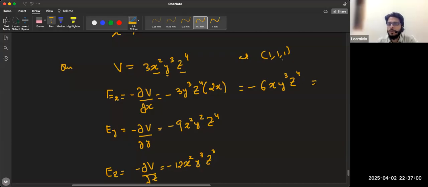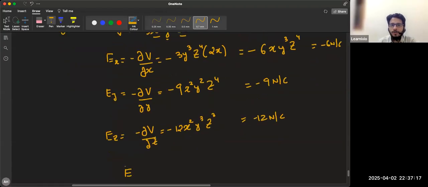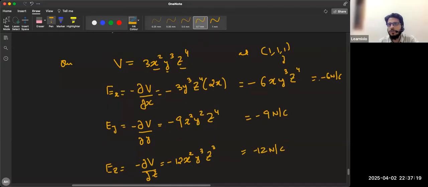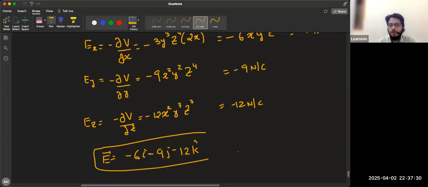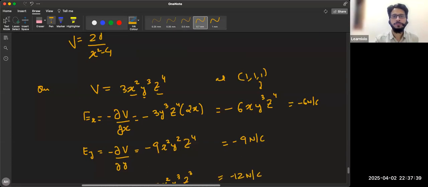At 1, 1, 1 means substitute the value of x, y, and z as 1. So this will come out to be minus 6 Newton per coulomb. This will come out to be minus 9 Newton per coulomb. This comes out to be minus 12. So you have to substitute the value only. And you can finally write that your field is Ex i cap, so Ex is minus 6 i cap minus 9 j cap minus 12 k cap. That is your field. And if you're supposed to calculate the magnitude of field, then you can use this relation. That's root over 6 square, 9 square, 12 square.